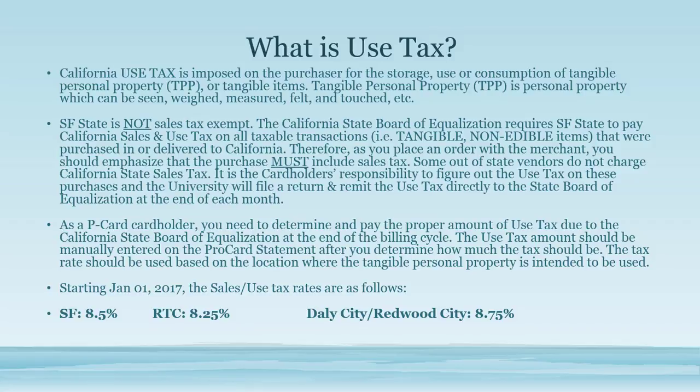As a P-Card cardholder, you need to determine and pay the proper amount of use tax due to the California State Board of Equalization at the end of the billing cycle. The use tax amount should be manually entered on the ProCard statement after you determine how much the tax should be. The tax rate should be used based on the location where the tangible personal property is intended to be used. As of January 1st, the sales tax rate is 8.5% for San Francisco, 8.25% for Tiburon for RTC, and 8.75% for Redwood City.